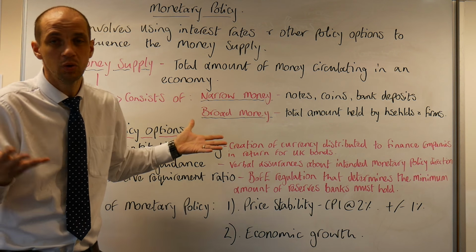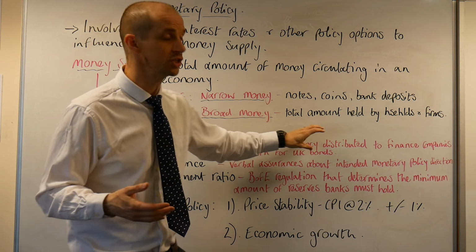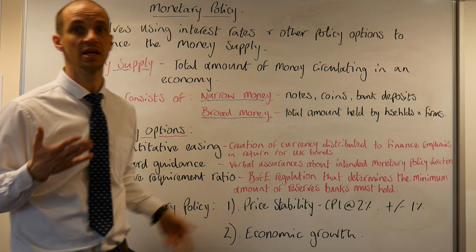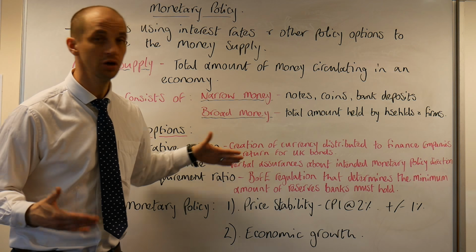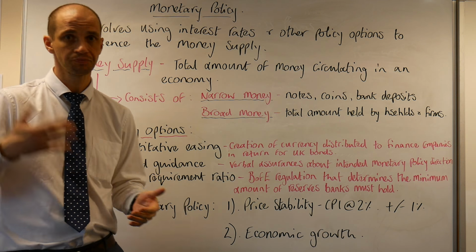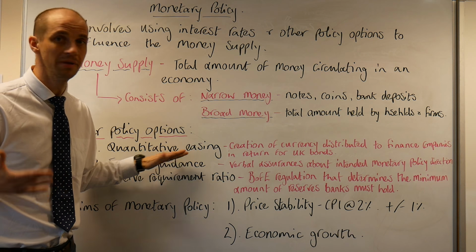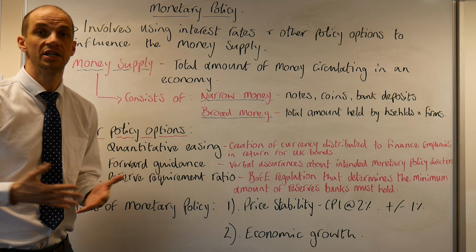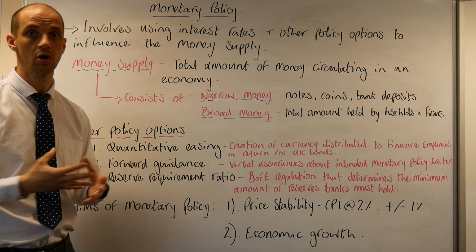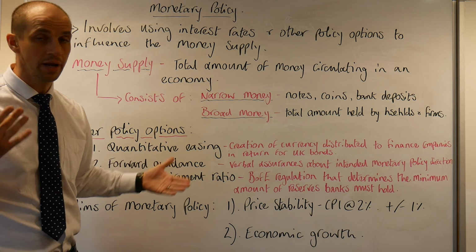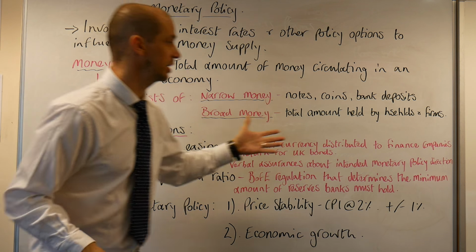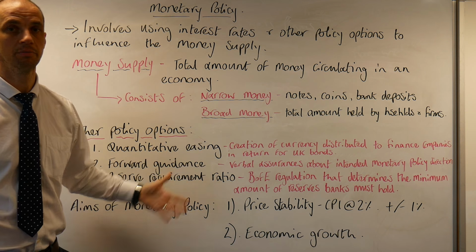Okay, and what is quantitative easing? Well, it's about the creation of currency. This currency is then distributed to financial services companies in return for UK government bonds. So it's by this very method that the Bank of England itself has actually acquired a huge holding of UK government debt by actually creating that currency and providing that to those financial service companies.